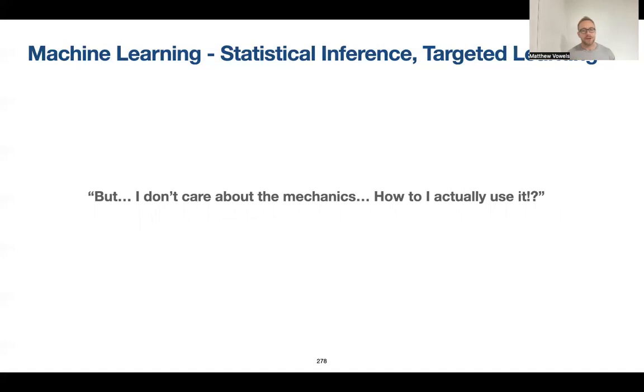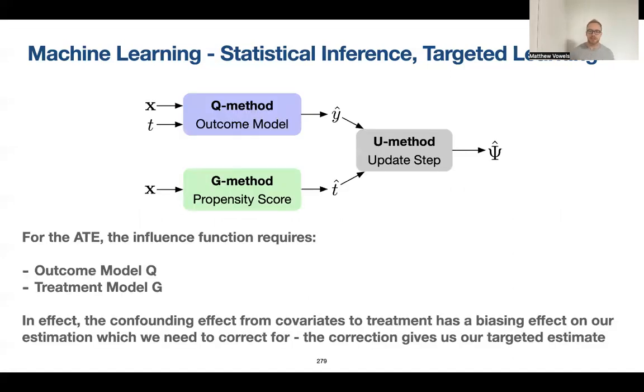So I hear that probably a lot of you don't care too much about the mechanics. This is maybe something that's interesting to statisticians, but not so much to practitioners. So I hear you ask, you don't care about the mechanics, but how do you actually use it? The key point here is to know that when you're using influence functions for estimating the average treatment effect, you need 2 models. You need the outcome model, the Q, and then you also need the G method for the propensity score.